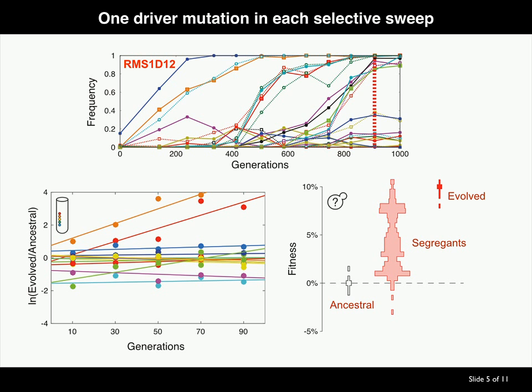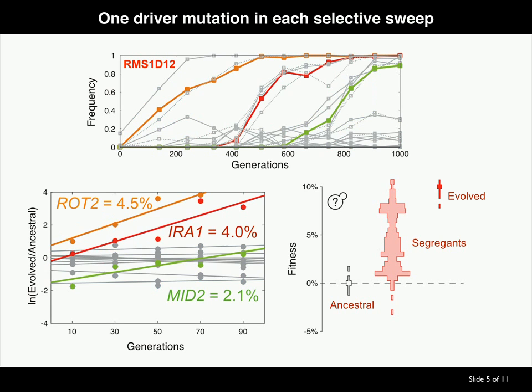What I want to do is take the plot on the left and just highlight the largest fitness effect mutations that we see. They're ROT2, IRA1, and MID2. And if we map them back onto the dynamics, you can see that you have one major driver mutation in each of these selective sweeps, and then the other 11 mutations are largely hitchhikers.